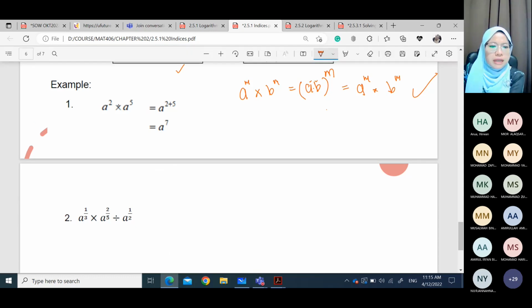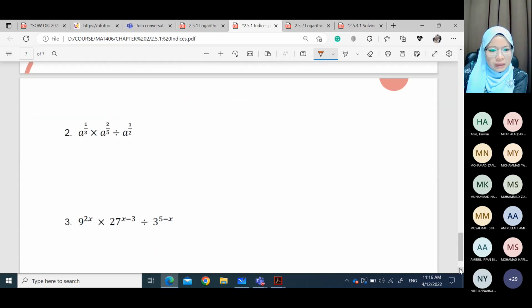Okay, example pertama, we have A to the power of N times A to the power of 2 times A to the power of M to the power of 5. Okay, so base dia sama. This is our base. So it is equivalent with A to the power of 2 plus 5. Okay, so the answer here is A to the power of 7. Okay, so next number 2. So the mix dengan operasi darab dan bahagi.